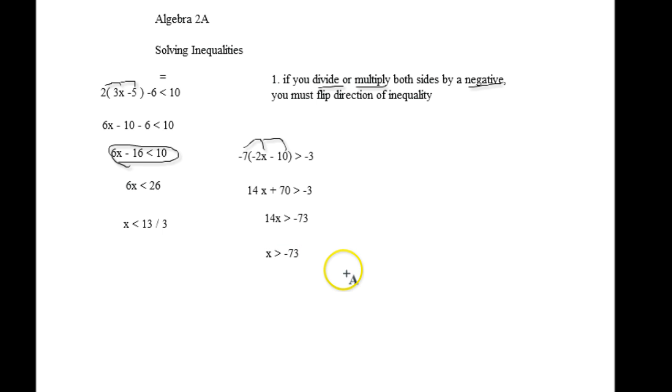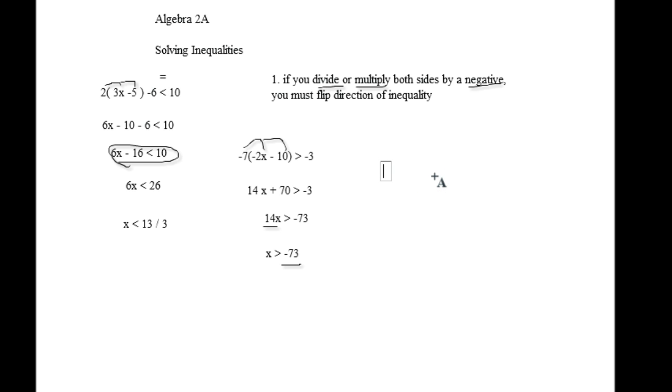Now some of you guys are probably going, wait, hold on, Devaney, you got a negative. Just because you got a negative doesn't mean you have to flip. You have to multiply both sides or divide both sides by a negative. We divided by a positive, so we do not flip the sign.